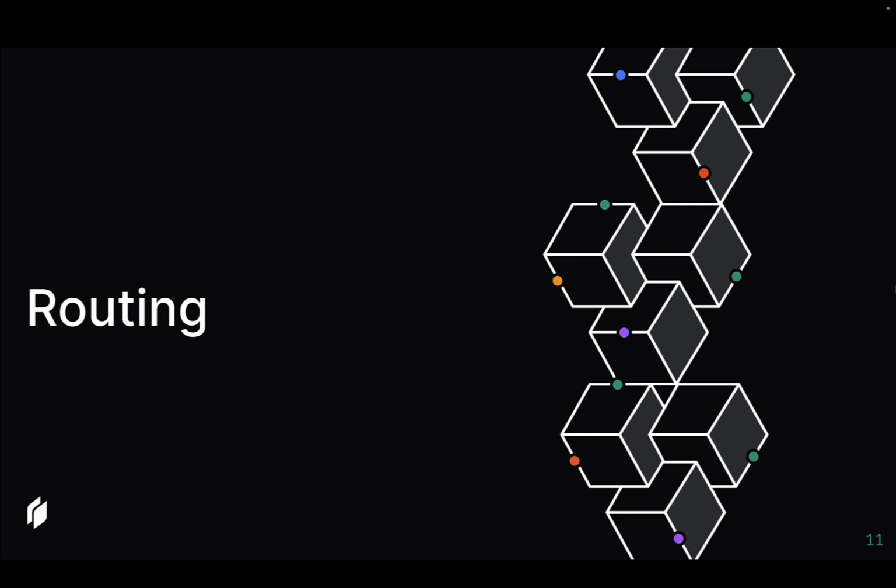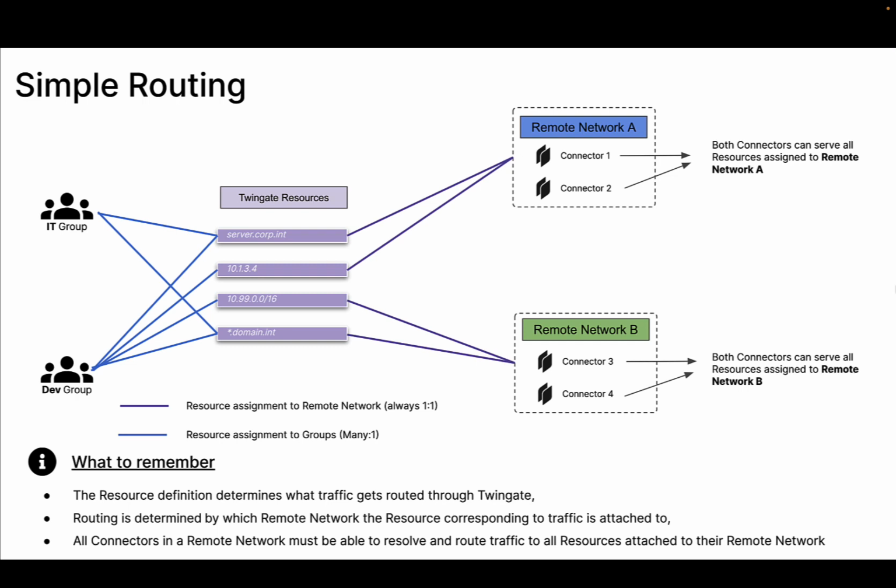Let's talk about traffic routing in Twingate and how routing works. This is especially interesting, I think, if you have more than one remote network and a lot of resources. A resource in Twingate is a split tunnel rule, and a resource is always associated to exactly one remote network. That means that this association between a resource definition and a remote network determines what connectors are going to route the traffic to its final destination.